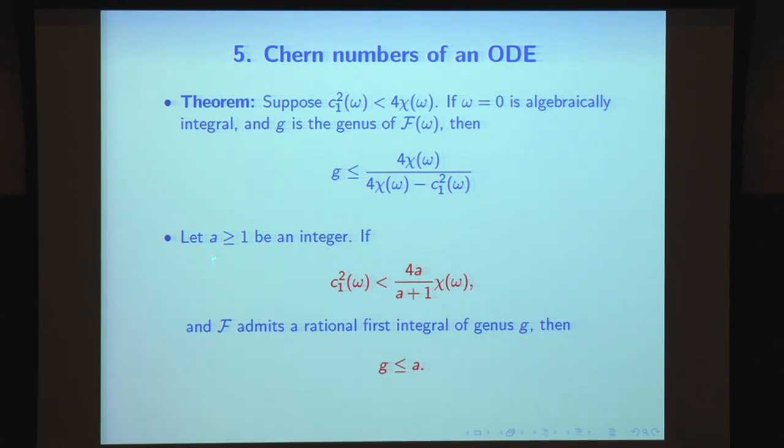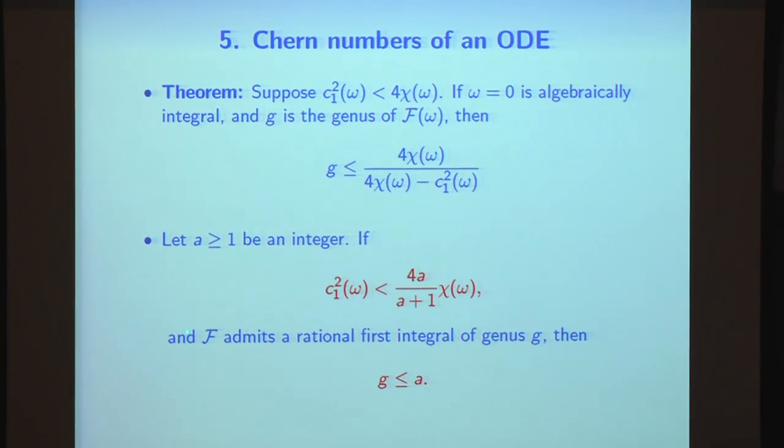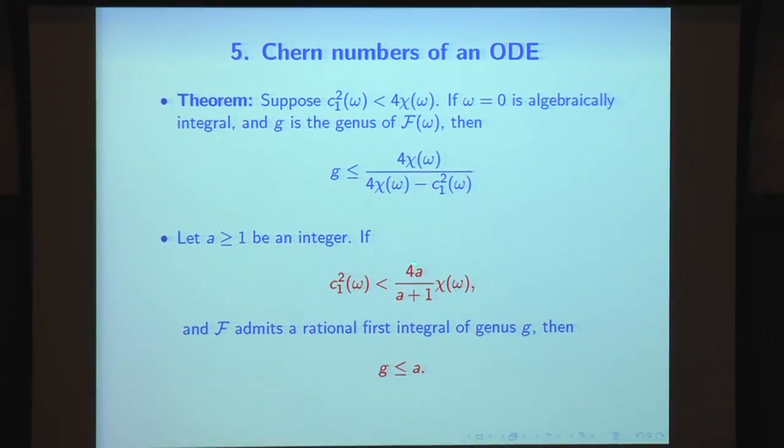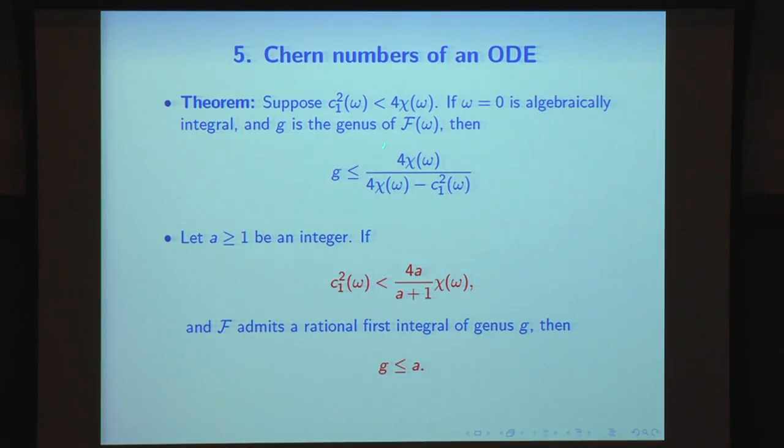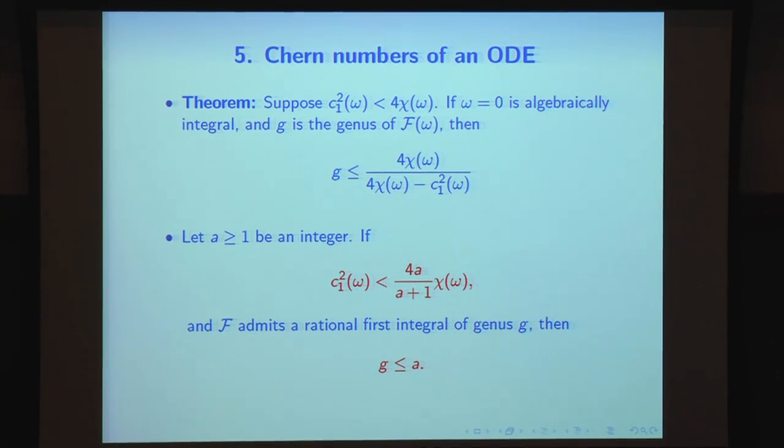More exactly, if A is a positive integer, and we write this exactly like this, then we know that A is the upper bound of the genus of the corresponding fibration. For example, if A is 1, the inequality here is C1 squared is less than 2 chi. If A is 2, here is 8 over 3.